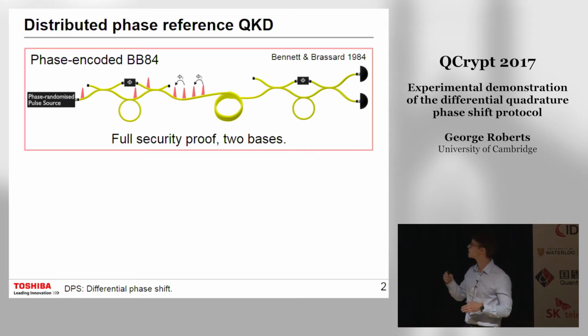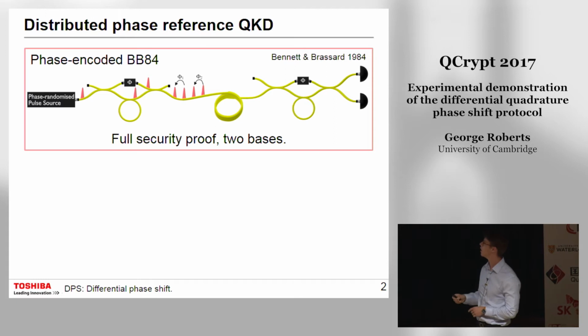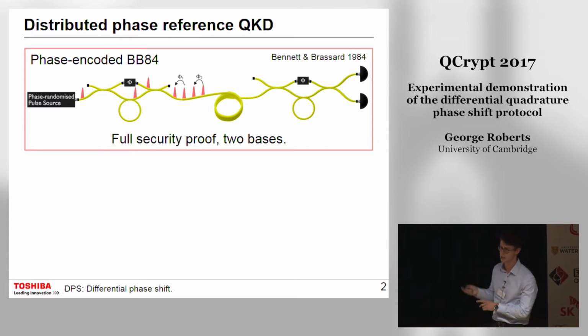pulse pair. So one method of implementing this is by using a phase-randomized pulse source, for example, a gain-switched laser diode, and then sending the output pulse through an asymmetric Mach-Zehnder interferometer. In our implementation, we have a 2 gigahertz signal, so you'd need a 500 picosecond time delay to create the reference pulse, and then the signal pulse is created by modulating it using a phase modulator.